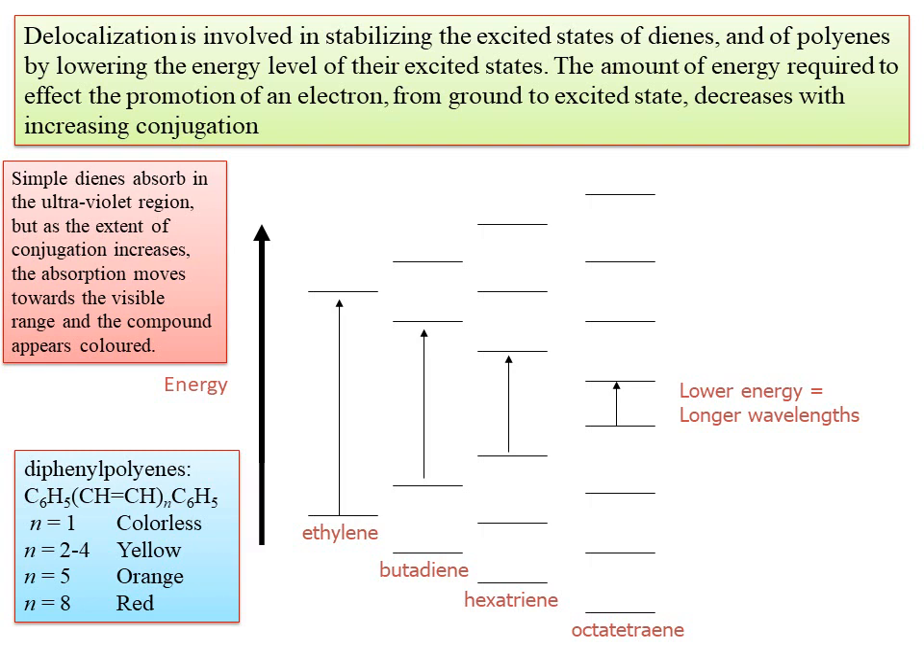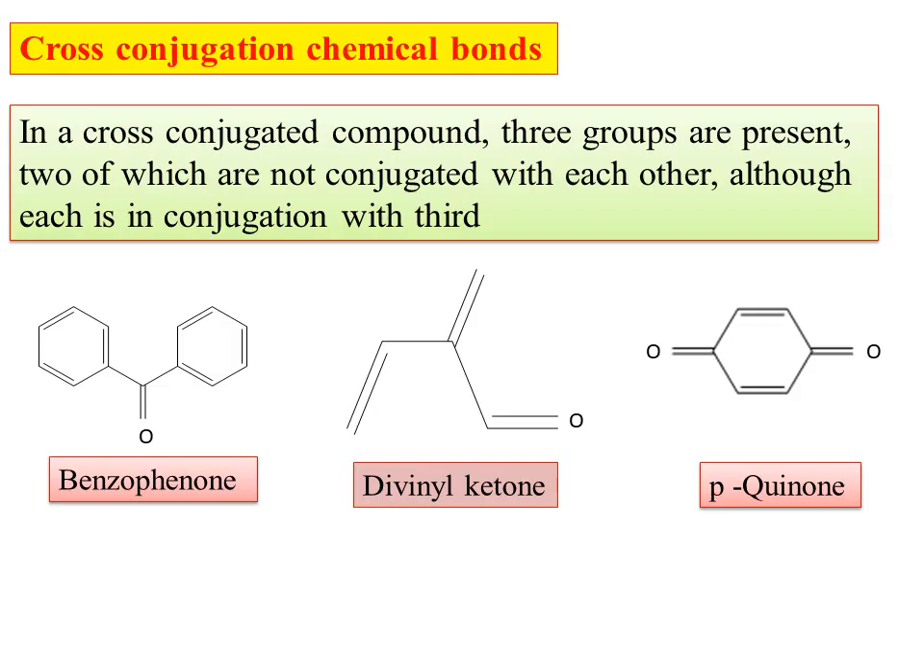Diphenyl polyenes are given as an example. If n is equal to 1, it is colorless. N is equal to 2 to 4, it is going to be yellow. N is 5, it is going to be orange. And n is equal to 8, it is going to be red. So all these appear in the visible region. As the conjugation increases, energy decreases, thereby they are going to exhibit different colors. They are going to appear in a different colored region.